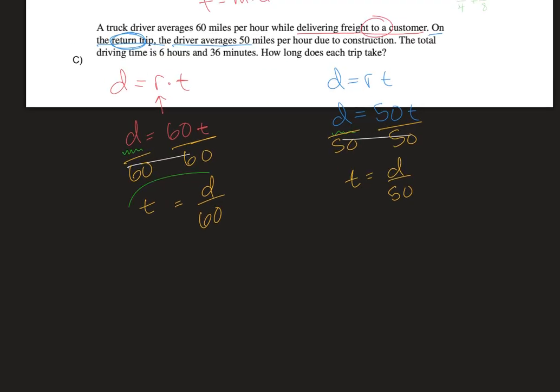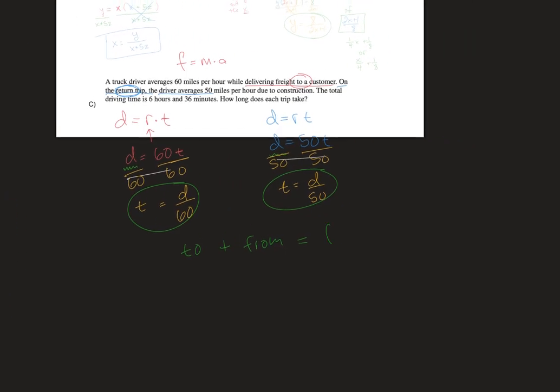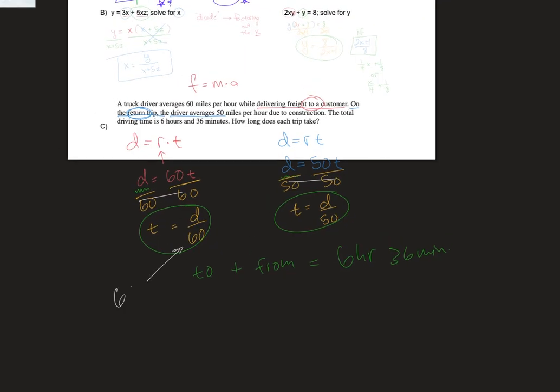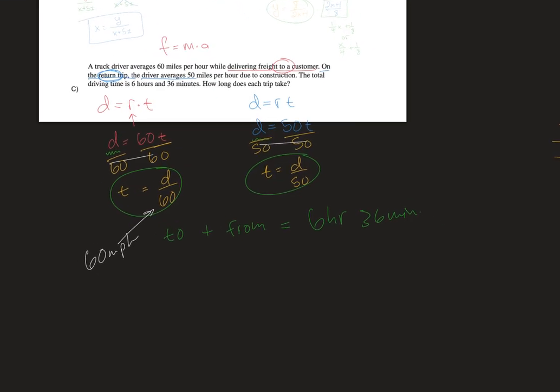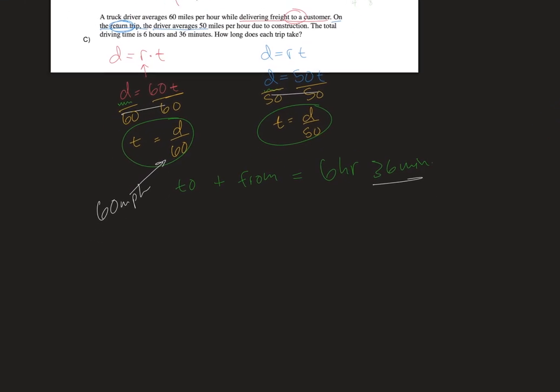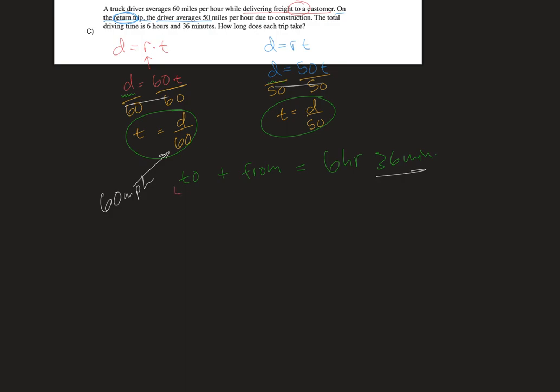Okay, so the idea is this is our to trip. And if we add the coming back from the trip, that total time is going to be 6 hours and 36 minutes, okay? So this is where life gets a little complicated, because this is 60 miles per hour, and so we can't use minutes. So here's what we're going to do. First of all, I went a little fast, just assuming that you were cool with this. It makes sense that how long it took you to get somewhere plus the time it takes you to get back from there equals the total trip time.